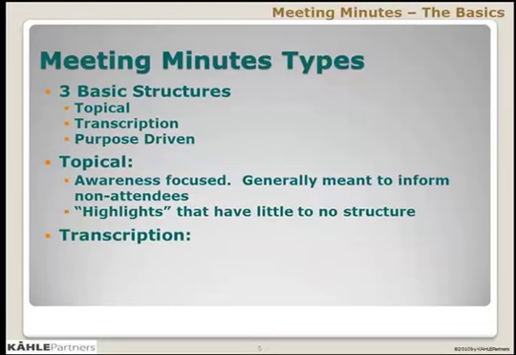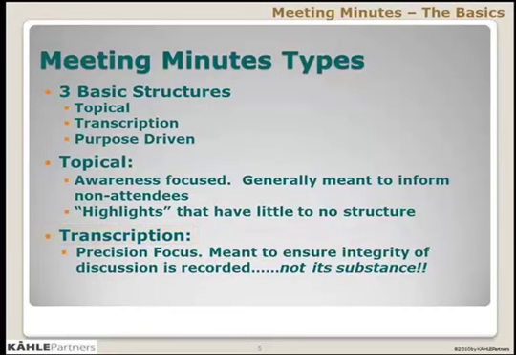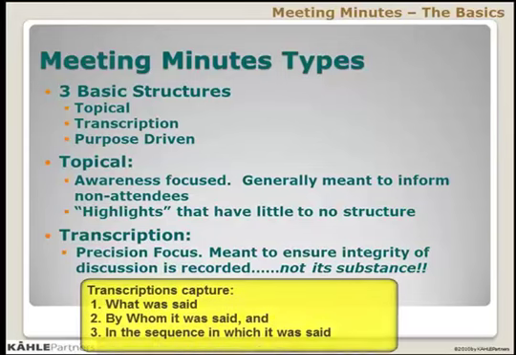The second type of meeting minutes are transcription meeting minutes. And these are not focused upon awareness or dissemination. Instead, capturing the integrity of the discussion is far more important. Transcription records are meant to be an unbiased, unaltered source of what was said. The goal of these minutes is to serve as a basis for later reference by accurately capturing everything that was said, by whom it was said, and in the sequence it was said.